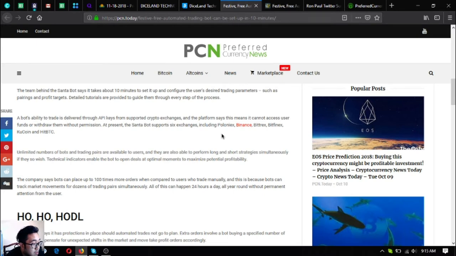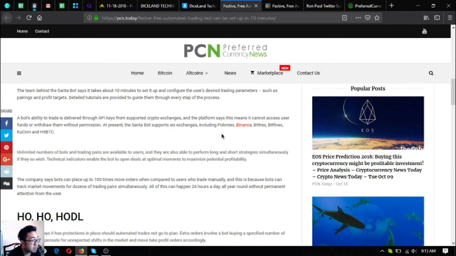The bot's ability to trade is delivered through API keys from supported crypto exchanges, and the platform says this means it cannot access user funds or withdraw them without permission. At present, the Santa bot supports 6 exchanges, including Poloniex, Binance, Bittrex, Bitfinex, KuCoin, and HitBTC. Unlimited numbers of bots and trading pairs are available to users, and they are also able to perform long and short strategies simultaneously if they so wish. Technical indicators enable the bot to open deals at optimal moments to maximize potential profitability.